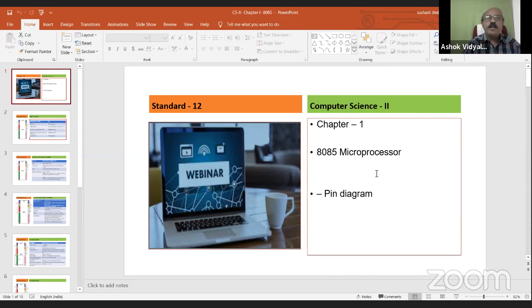Chapter 1, Microprocessor 8085. Friends, we have already started our session and introduced ourselves to the 8085 microprocessor evolution. What are the different evolutions we have seen? We have seen the first generation, second generation, third generation, up to the fifth generation, how the microprocessor has evolved and how the generations have developed from 4-bit to 16-bit and 32-bit microprocessors, right guys? Today we are going to see the pin diagram of the 8085 microprocessor.